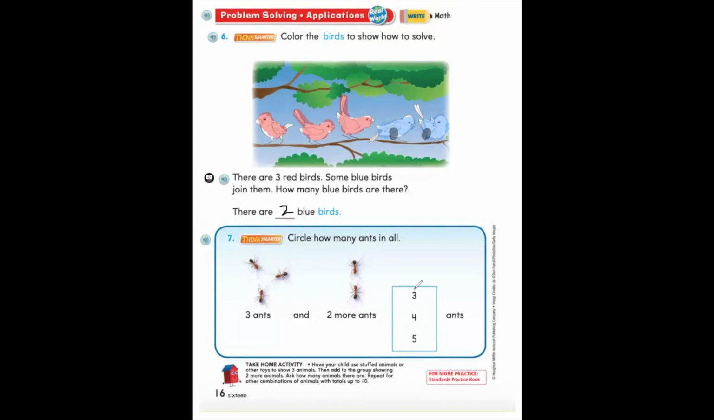All right, now that you've paused the video and circled one of these sums, we can check in and see what you have. So there are 5 ants in all. And we can also check back in and check our sum to see if that's correct. Let's count. 1, 2, 3, 4, 5. There are 5 ants in all. Awesome.